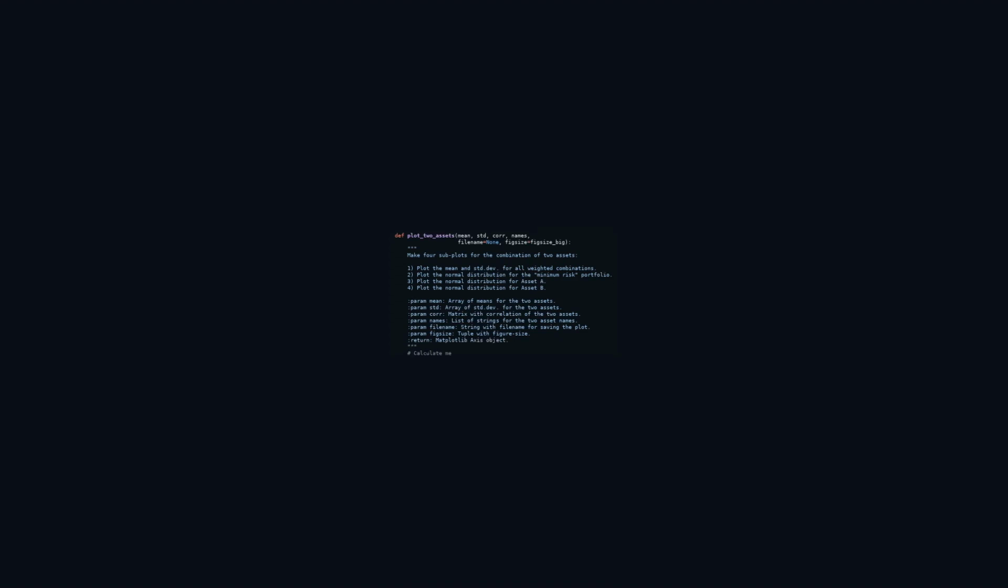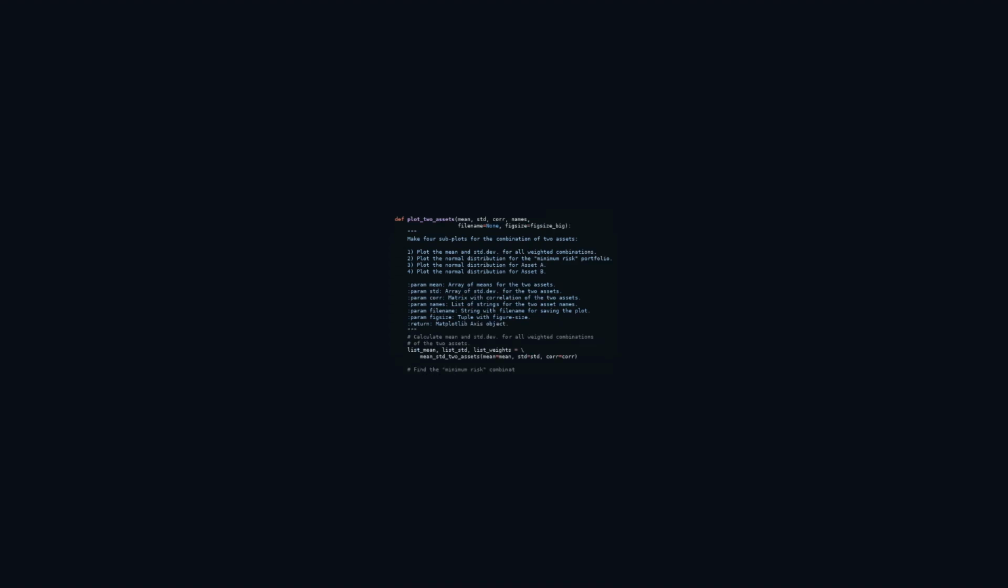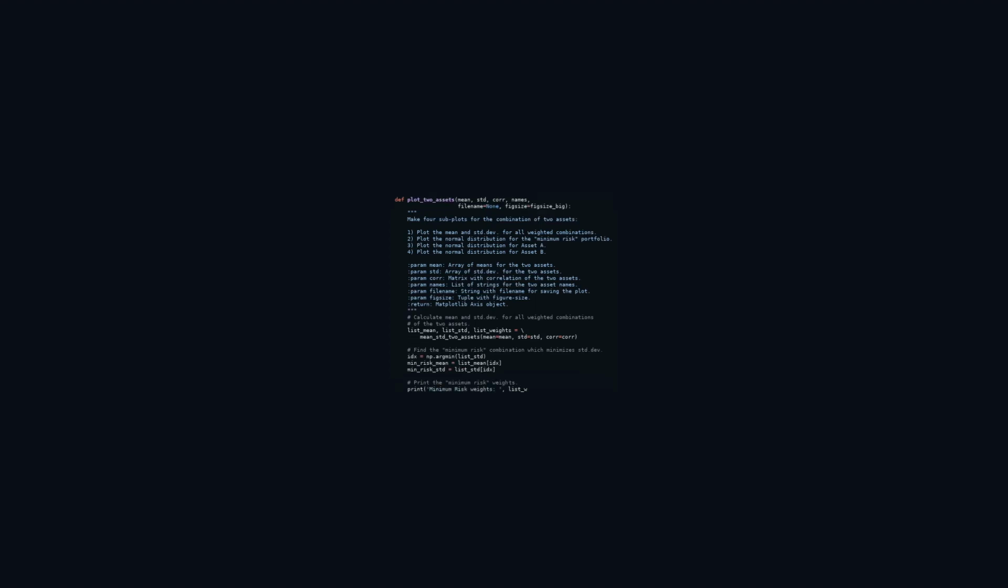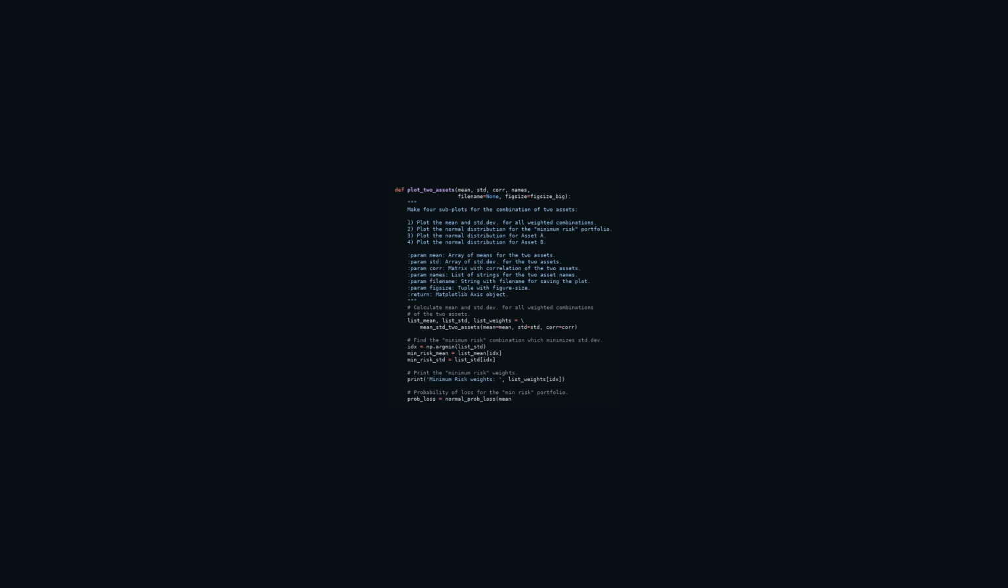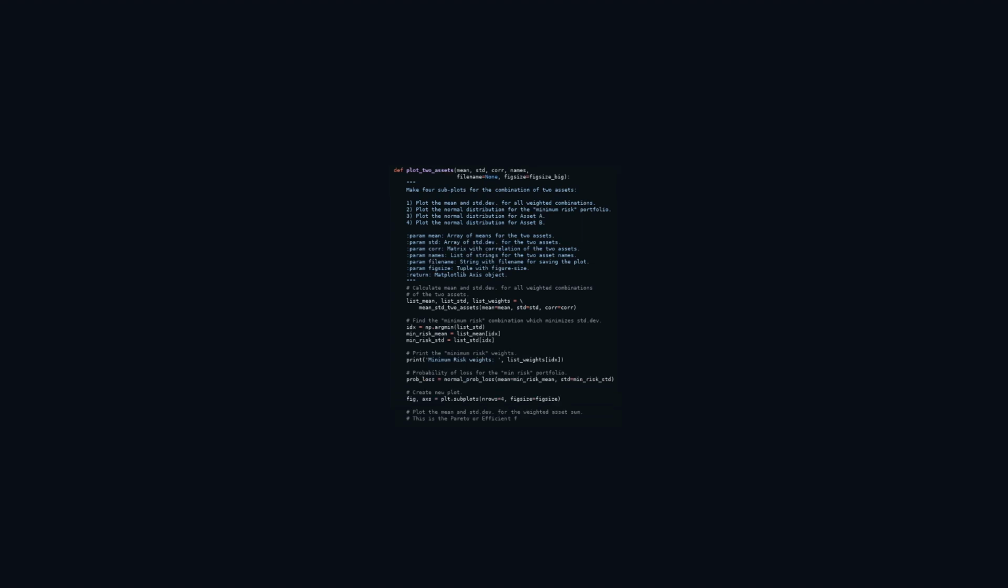This function creates a 4-subplot figure to analyze combinations of two assets by taking the mean, standard deviation and correlation matrix of the two assets along with their names. In the first subplot, it displays the mean and standard deviation for all weighted combinations of the assets, distinguishing positive means in green and negative means in red. It also includes the original mean and standard deviation of the assets as black dots, shows the minimum risk portfolio with a dashed black line, and prints out its weights.